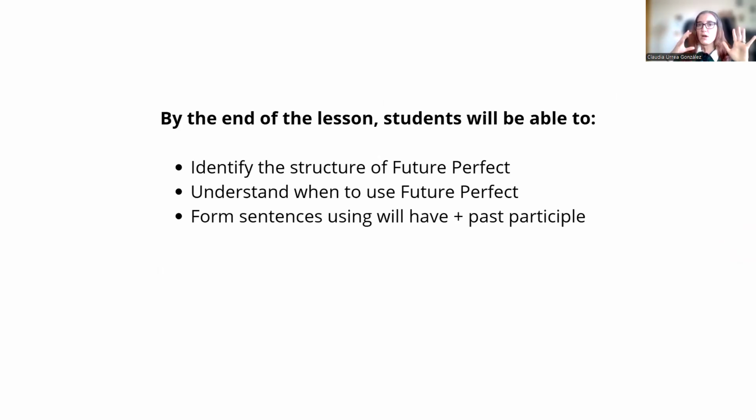So let's check what the objectives are for this lesson. Identify the structure of the future perfect and understand when to use it. And then you are going to form sentences using will have plus past participle. What is this? Well, this is the structure of the future perfect tense.